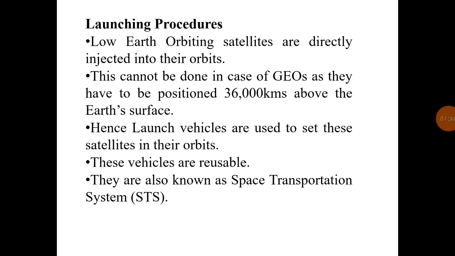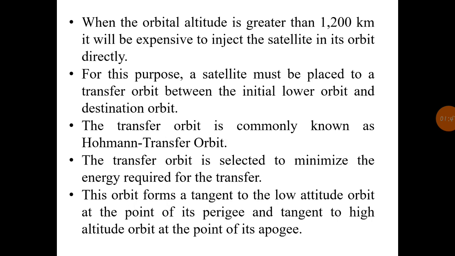While launching the rocket, some procedures should be followed. These procedures are called launching procedures. Low Earth orbiting satellites are directly injected into their orbits, and this cannot be done in the case of GEO satellites, as they have to be positioned 36,000 kilometers above the Earth's surface. Hence, launch vehicles are used to set these satellites in their orbits. The vehicles are reusable. They are also known as Space Transportation System (STS).